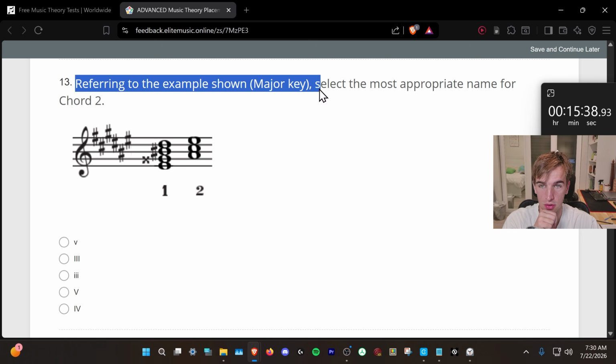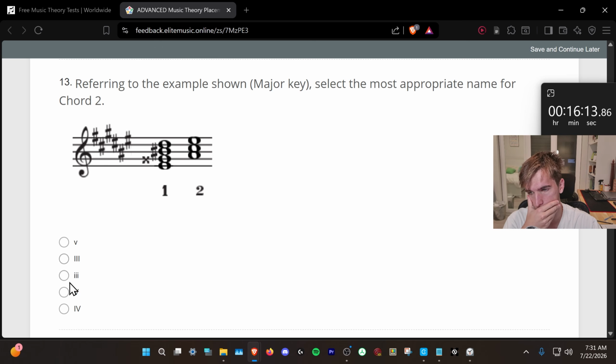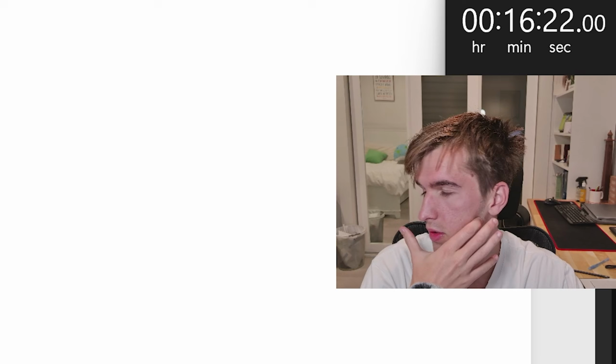Referring to the example shown, select the most appropriate name for chord 2. So A sharp is already the 3rd, so it's a 3rd. Is it minor or major? I think it's minor, because you have A sharp with C sharp. It has to be minor.